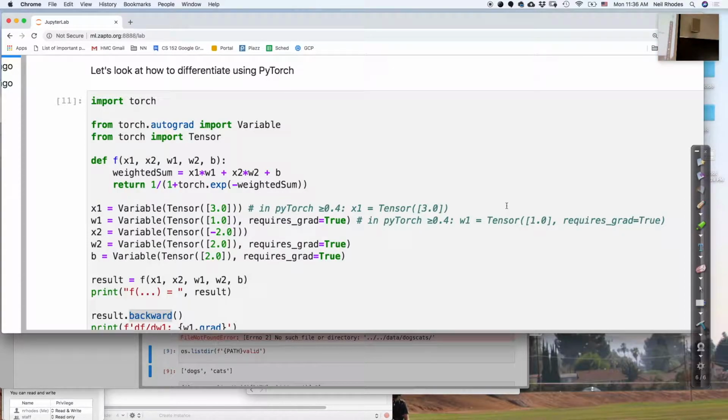So now that we've got these tensors, we can calculate with them. This is multiplying two tensors, adding a tensor. This is a particular torch operation to take the exponent, and we return 1 over that. And that gives us our result.